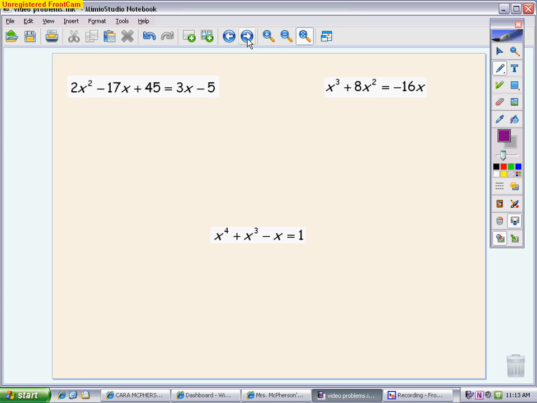I've got 3 more. Again, all same directions. We want to factor to solve. You'll notice with these, none of them are in standard form. So these have a little bit more work in the beginning. So if you look at the first one, I want to get everything to one side. So I'm going to get all my terms over here.